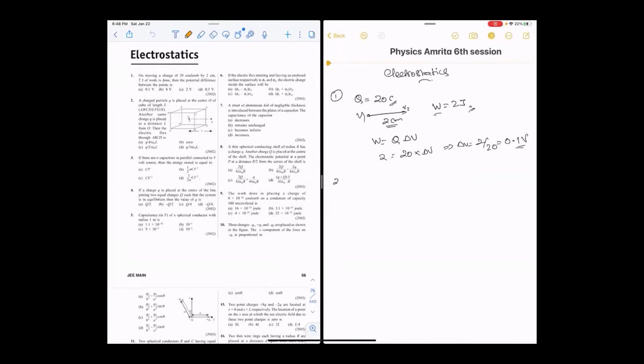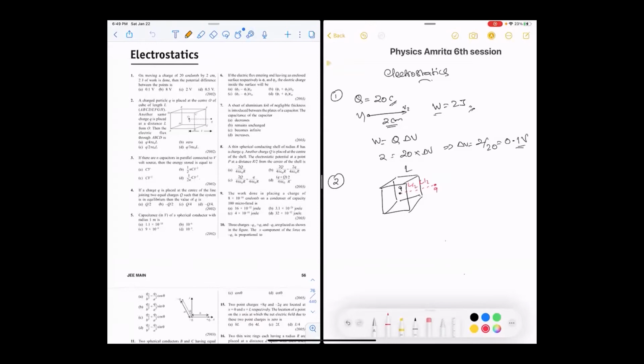Next, question number 2. A charged particle Q is placed at the center O of a cube of side length L. So there is a cube. This is how we try to draw the cube, guys, with the charge Q at the center. Another same charge Q is placed at distance L from the center. If you draw a dotted line, inside is L by 2, so the distance between them is L, exactly from the center.